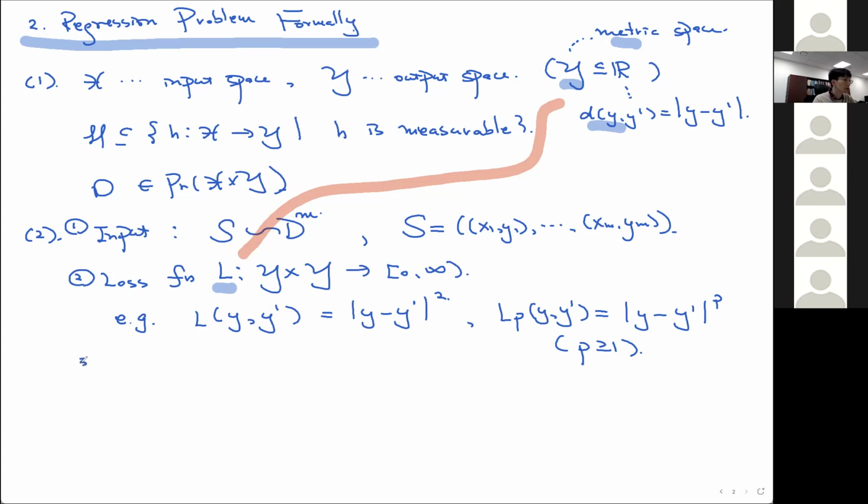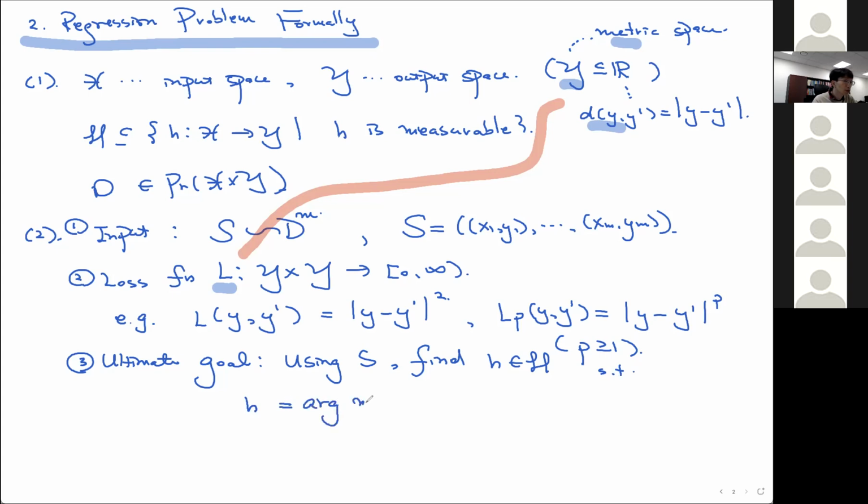And then the ultimate goal of learning is to minimize. So using S, find some hypothesis H such that the following is small. Or maybe this is better: the ultimate goal is to find H that minimizes this among all the hypotheses. What we try to minimize we write as R of H, where R of H is defined in terms of loss, in expectation: the expected loss.